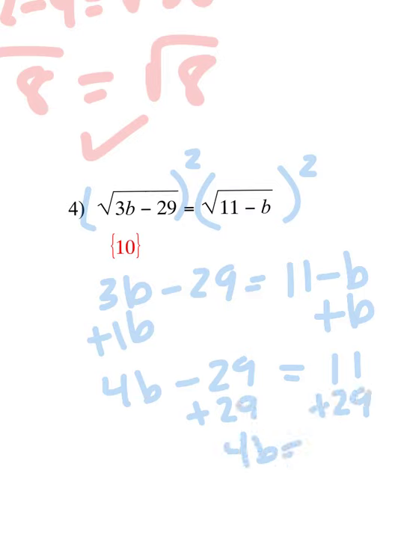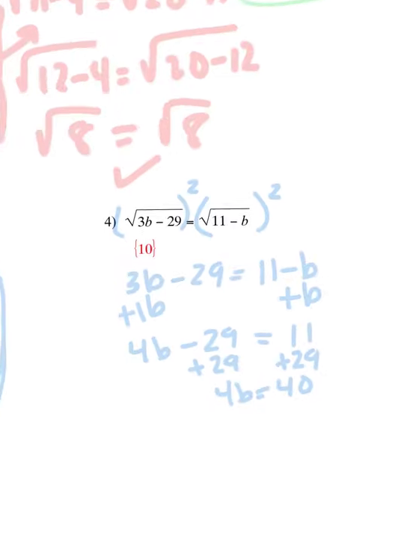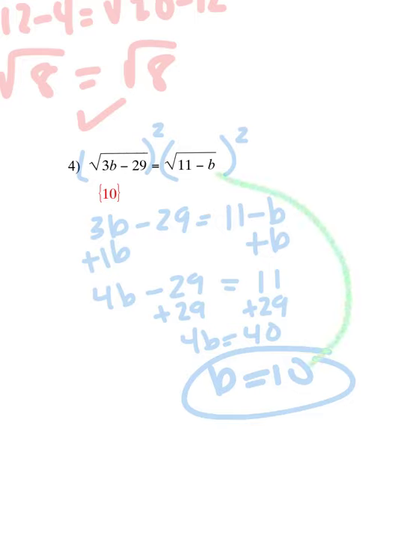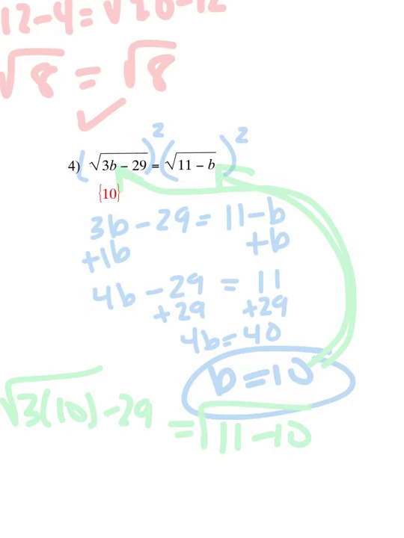4b equals 40. And then, of course, your last step will be divide by 4, so b equals 10. Again, I went over how to check it. You would just take that 10 and substitute it back in here and here. So one equation will be 3 times 10 minus 29, and the other equation will be 11 minus 10. Both of them are under square roots.